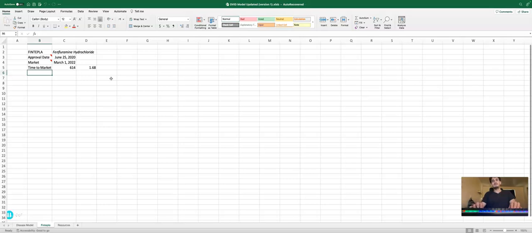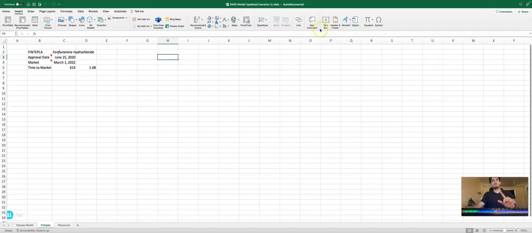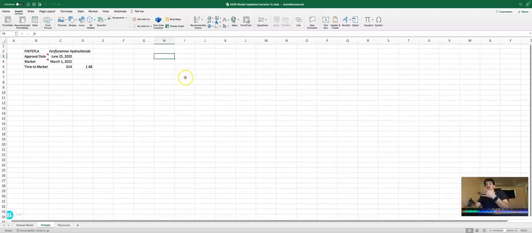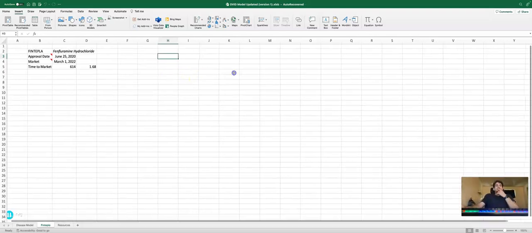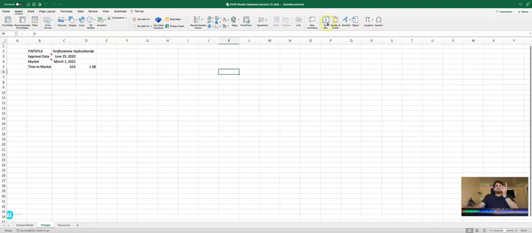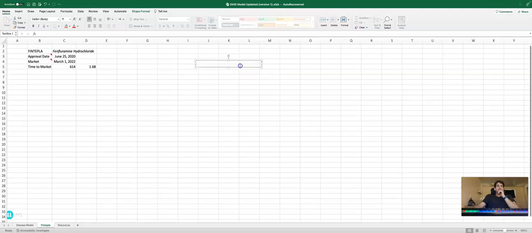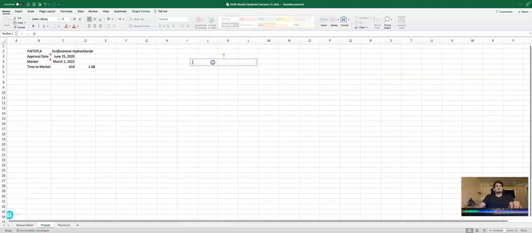Now, another thing that we also have to include is the time. I'm just going to put a note of this, and we're going to take this from the company that currently runs Fintepla. So this is going to be our benchmark drug. This is the drug that we're going to use to benchmark. So let me put a note. Let me put insert. Is there, there we go. There is actually. I do like these, however.